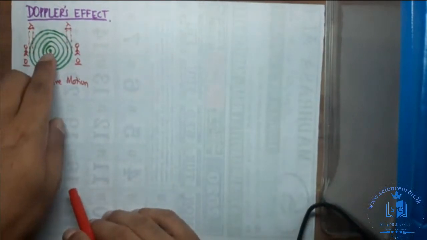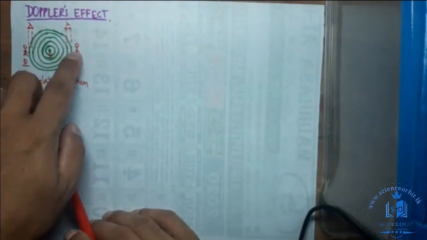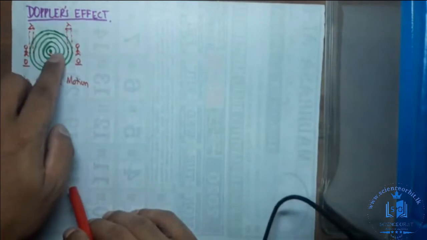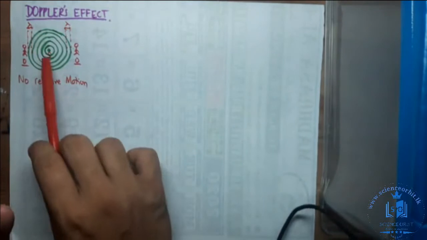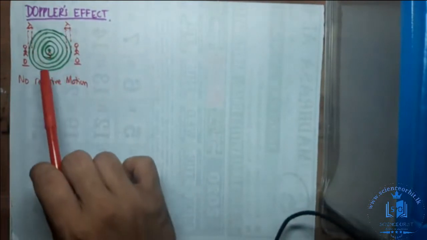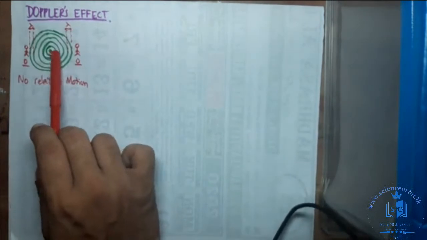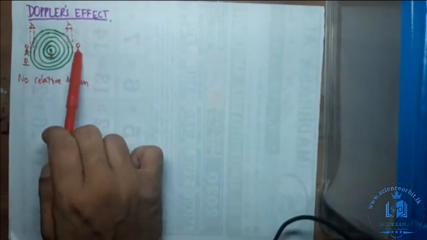Why? If the source is going this side at 10 meters per second, and this person is going this side at 10 meters per second, there is a relative motion. That's wrong. So it's either both are at rest, if not, both are moving at the same velocity. What is the meaning of same velocity? If this is going 10 meters per second to the right, this person is also moving 10 meters per second to the right. So there is no relative motion.